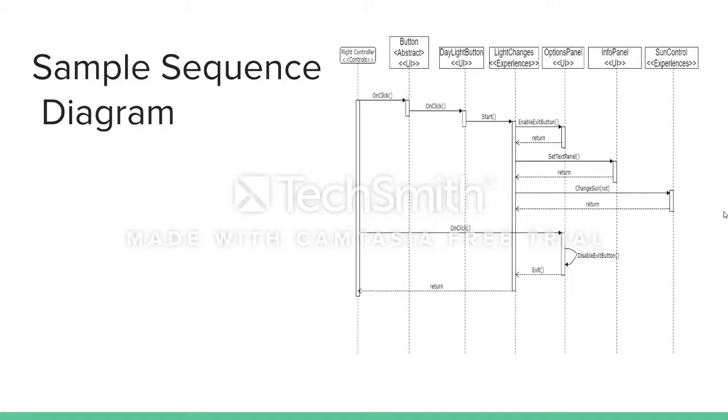As you can see, the right controller within the controls has an on-click method that interacts with an abstract button class that communicates with the on-click within daylight button of the user interface. This is communicating with the light changes experience, which enables the exit button on the options panel, returns, sets the text panel for the experience for light changes. It would be different seasonal light changes, and then it returns. As well for the sun control, it changes the sun rotation based on the season and the time of day. It returns, and then it awaits the click of the exit button on the options panel, the on click, it exits and returns.